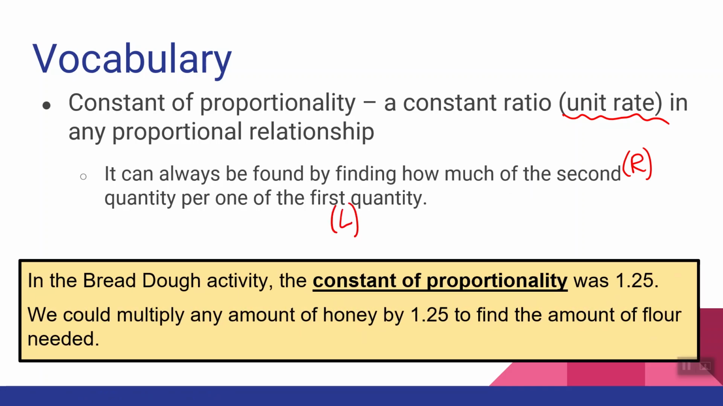So for example, in the bread dough activity, the constant of proportionality is 1.25. That's the number we multiplied the left side by to get the right side. What this means is that you can multiply any amount of honey by 1.25 to find the correct amount of flour that's needed. For every 1.25 cups of flour, there's 1 tablespoon of honey.